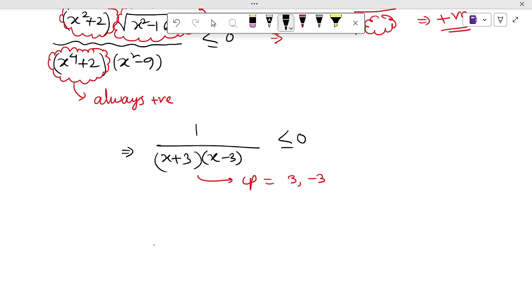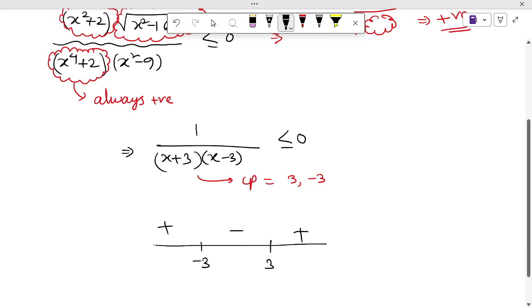Let's plot the critical points on a number line: minus 3, 3. So it will be positive, negative, and again positive. The answer we are asking for is negative, so it is minus 3 to 3, with minus 3 open and 3 also open, because at minus 3 and 3 the denominator goes to 0. That makes the whole expression undefined, so 3 and minus 3 are excluded from the answer.